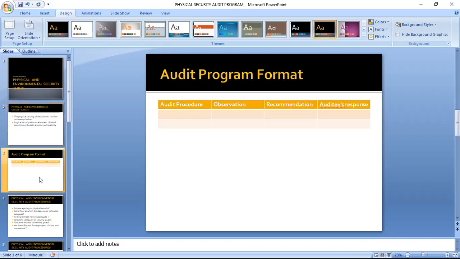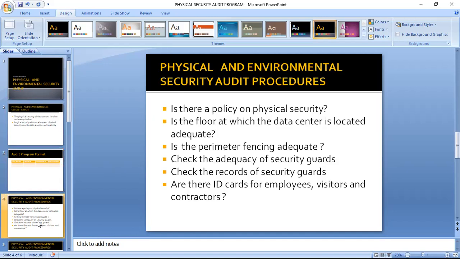Normally when I go for IT audit engagements, this is the audit program format I use. I have the audit procedure, and some auditors use audit tests. No problem, whichever one you choose to use. Then I write my observation. Then I make recommendations based on international best practices. Then I give room for the auditee to write a response. So let's look at some of the audit procedures or audit tests the IS auditor should examine when you are doing an IT audit.